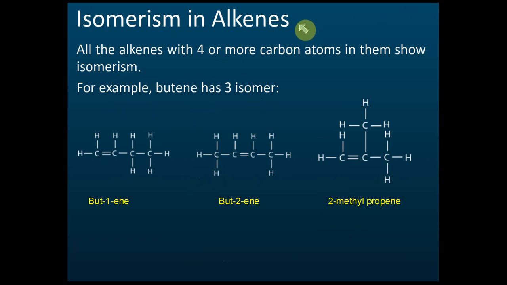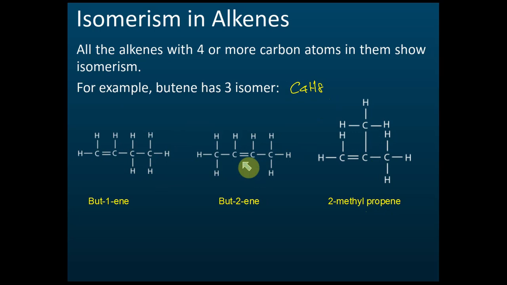Isomerism of alkenes. For alkenes that have four or more carbon atoms, they have isomers. For example, butene, the molecular formula is C4H8. If you count the number of carbons and hydrogens one by one, you will find that these three molecules have four carbons and eight hydrogens, so their molecular formulas are the same, but their structural formulas are different, right? This one, the first bond is the double bond. This one, the second bond is the double bond. This one has a branch. This is but-1-ene, this is but-2-ene, and this is 2-methylpropene.